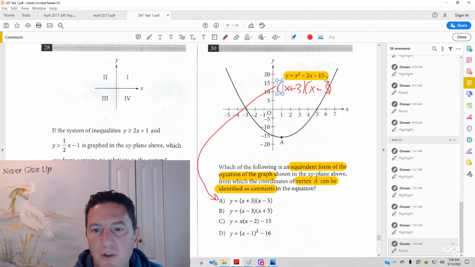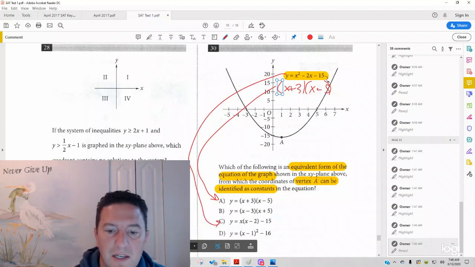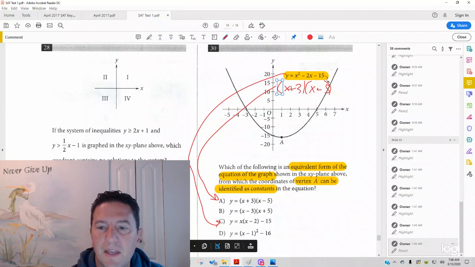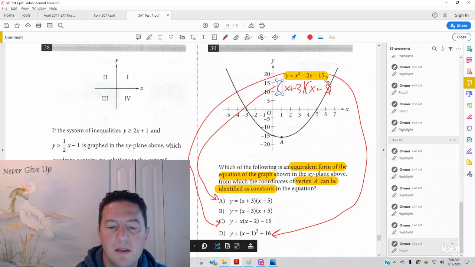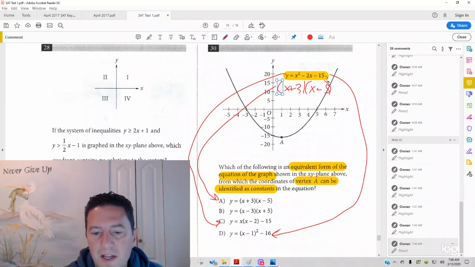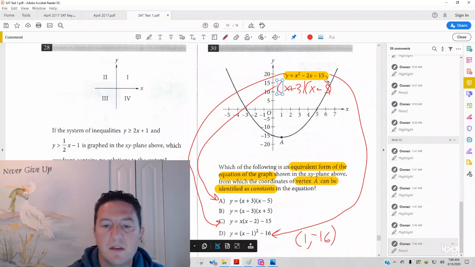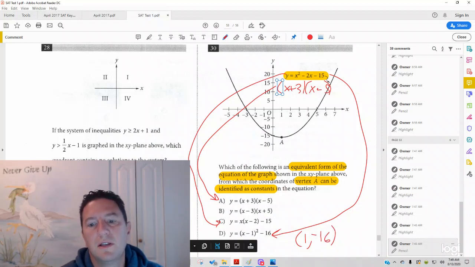Well, check it out. If you were to just pull an x out of the first two terms, you would get answer choice C. Not only that, but if you were to put this into vertex form of the parabola, you would get answer choice D. Looking at answer choice D, if you know vertex form, you know that the x is opposite of what's inside the parentheses. So it says x minus 1 quantity squared. The x part of the vertex is positive 1. The y part of the vertex is outside the parentheses. It's negative 16.